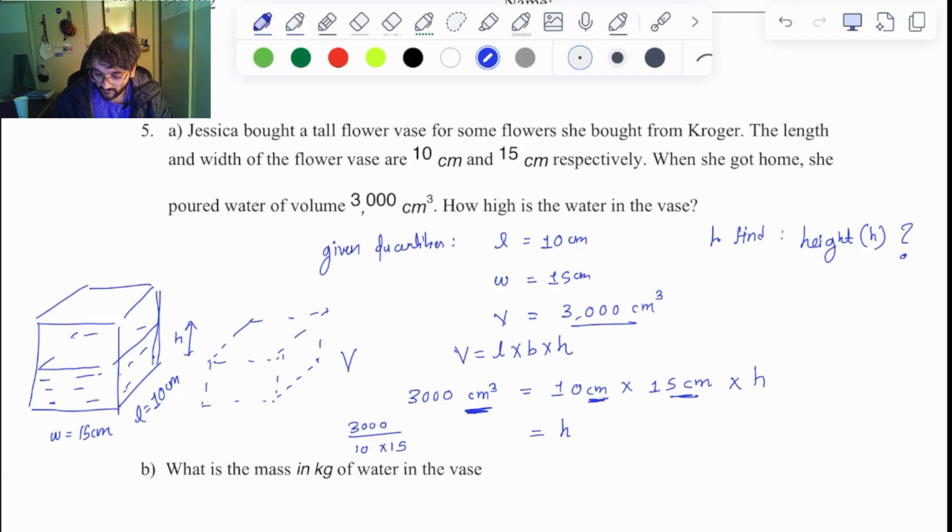So what I will have on the left hand side is the centimeter, and which should be the case because we are trying to find how high it is, right? Centimeter is a unit of length. So it makes sense on the left hand side you just have 1 centimeter remaining. So you just do this calculation. You do 3000 divided by 10 divided by 15. And the answer is the height should be 20 centimeters.